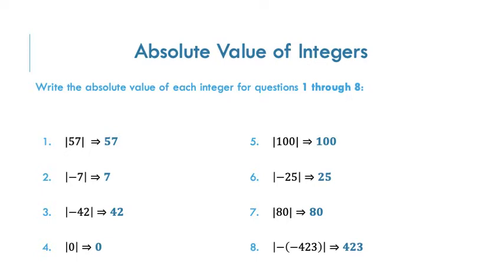For number 7, we have the absolute value of 80, and 80 is 80 units to the right of 0, so the absolute value is 80. For number 8, here we have a double negative, so we should rewrite it before we do anything, and it's actually the absolute value of 423. And the absolute value of 423 is 423, because it's 423 units to the right of 0.